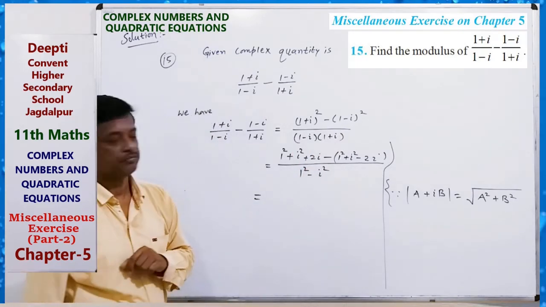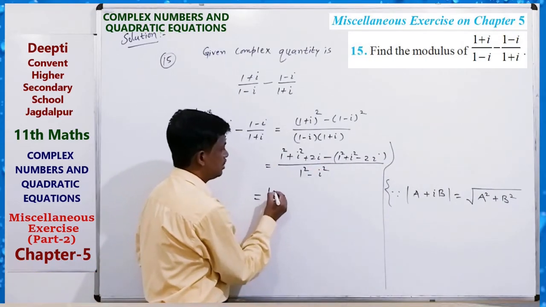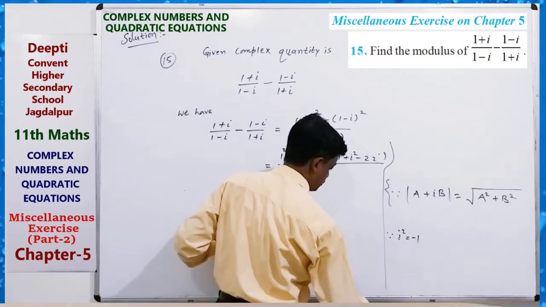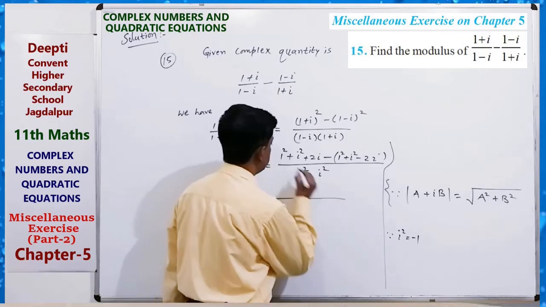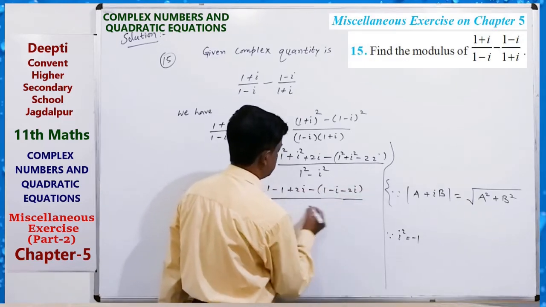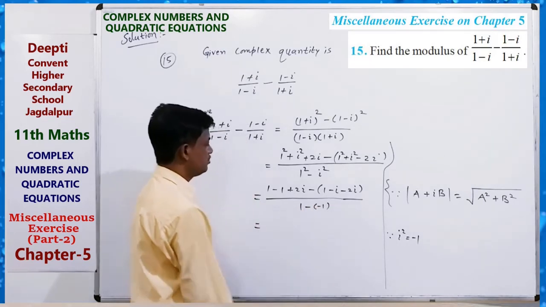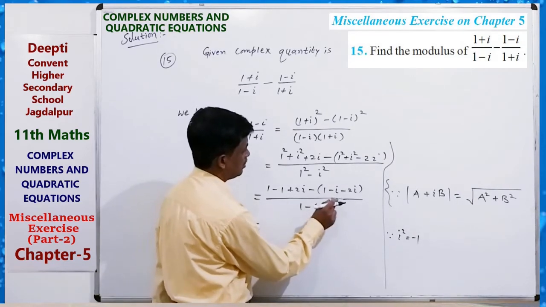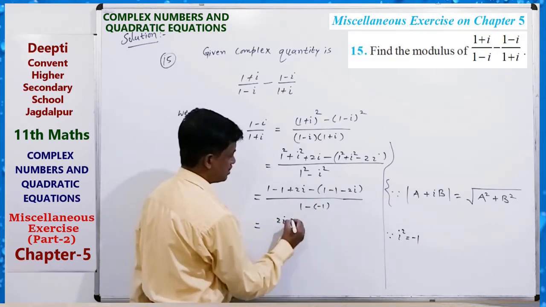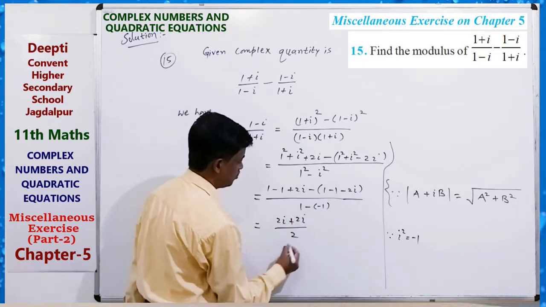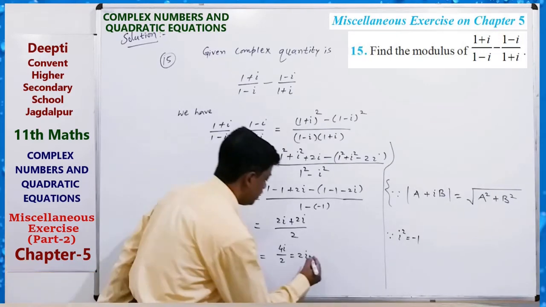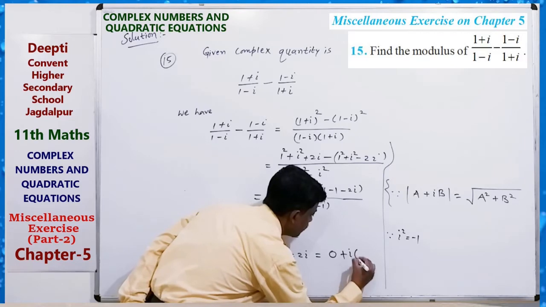So this is equal to: 1 square minus 1 square cancel out, and i square equals minus 1, so write the values: 1 minus 1 plus 2i minus 1 minus i plus 2i upon 1 minus minus 1. The 1s cancel, so 2i plus 2i upon 2, this equals 4i upon 2, which is 2i. This is our quantity, 0 plus i into 2, in a plus ib format.